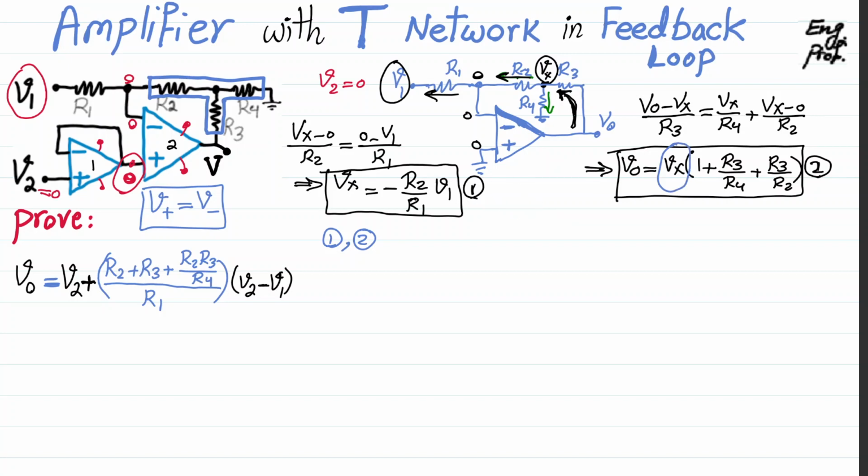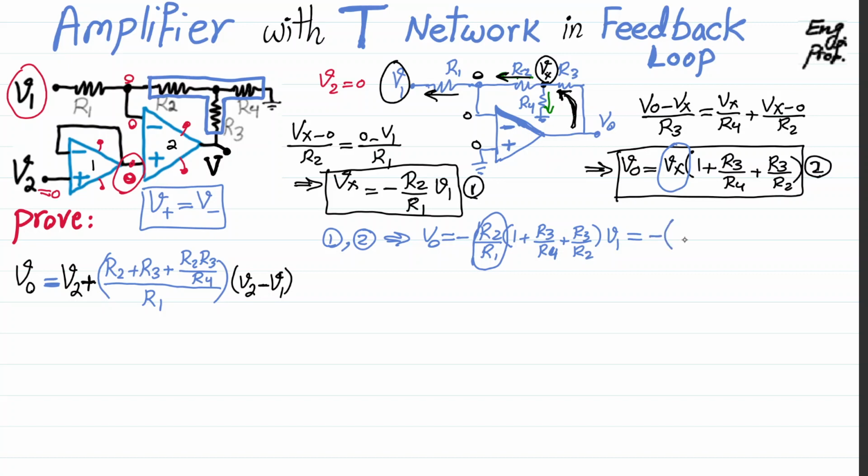So what I'm going to get is Vout equal to negative R2 over R1 times (1 plus R3 over R4 plus R3 over R2) times V1. If we just do a little bit of cleanup by multiplying R2 over R1 and pushing it inside, finishing the algebraic work, what we're going to get is as simple as this.